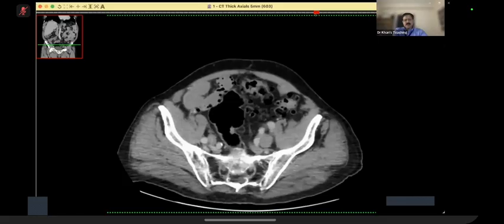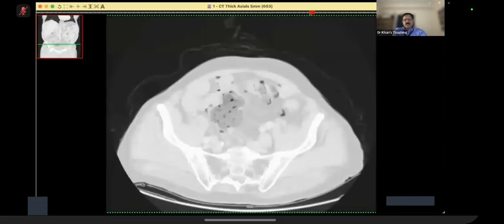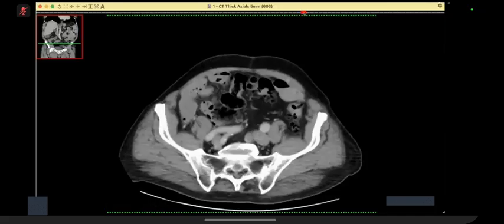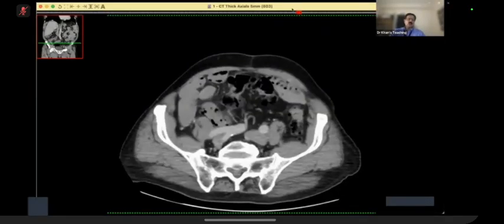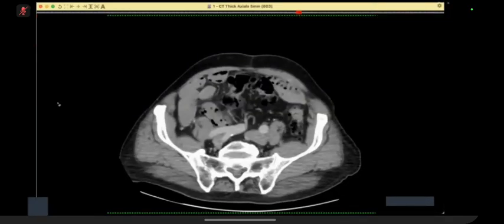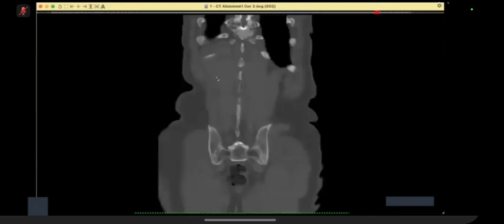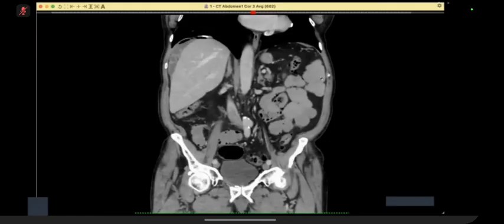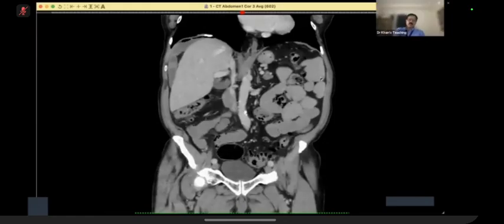So let me, at particular places, now look at the large bowel. I'll give you two windows, right? Okay. So look at the large bowel now. Just hold on, please. Just look at the large and small bowel and conclude your case.